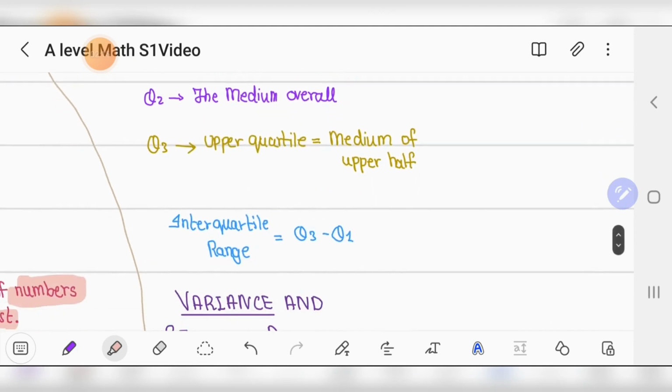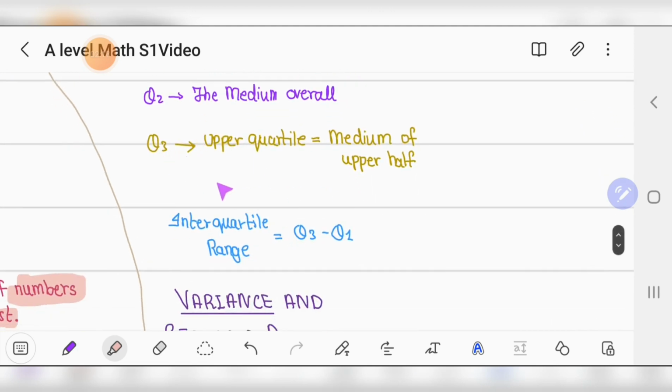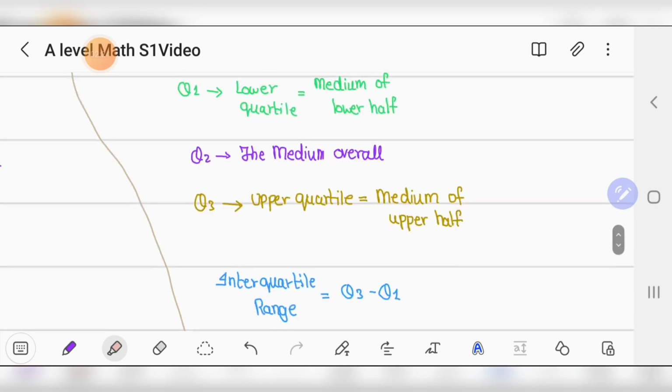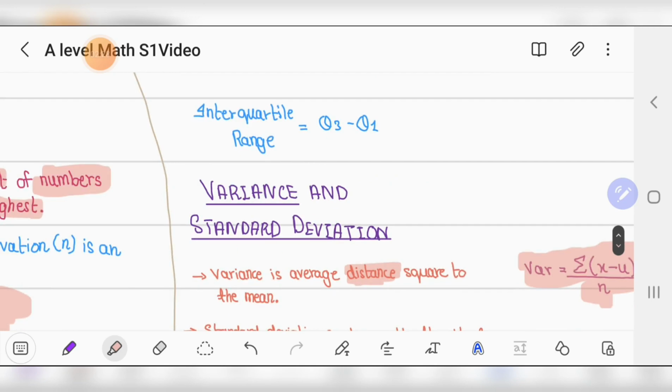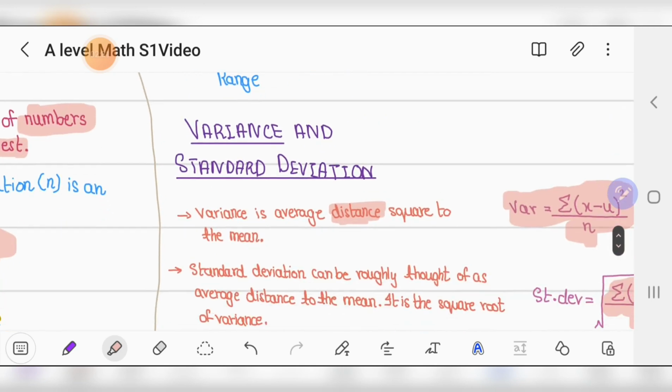The interquartile range is found by subtracting the lower quartile from the upper quartile. Q3, the upper quartile, minus Q1, the lower quartile. Okay, now variance and standard deviation.